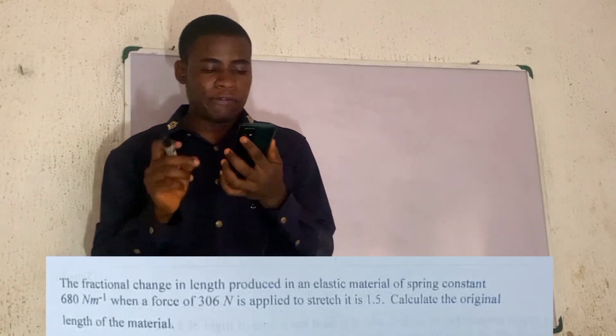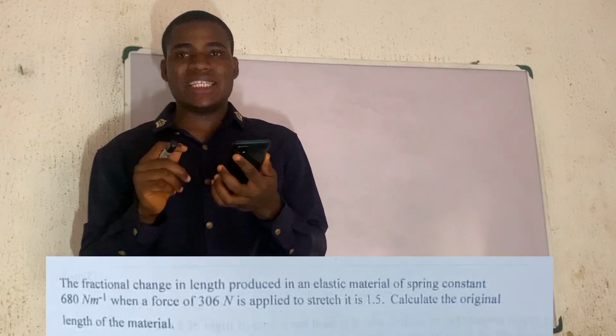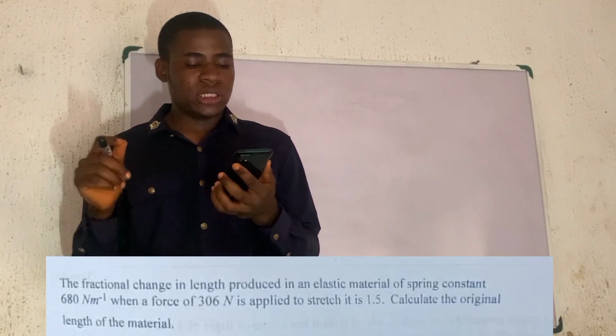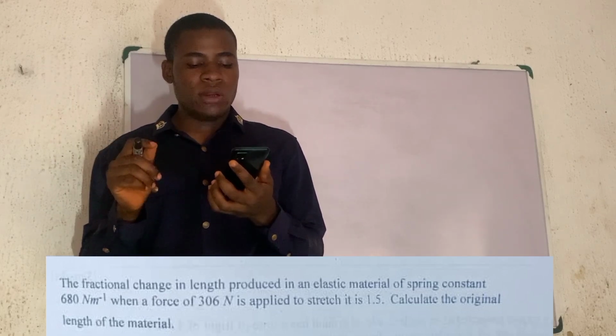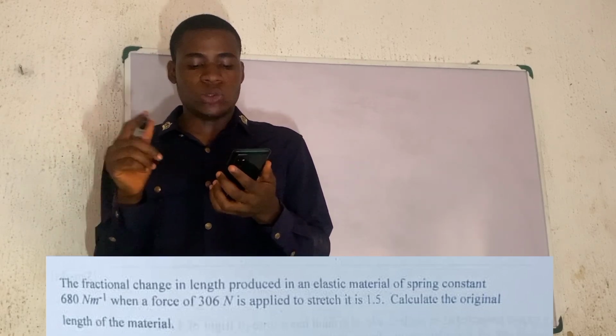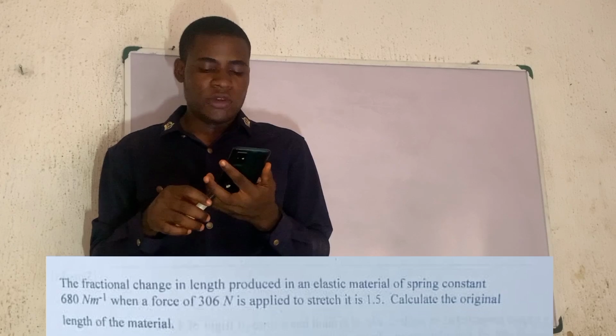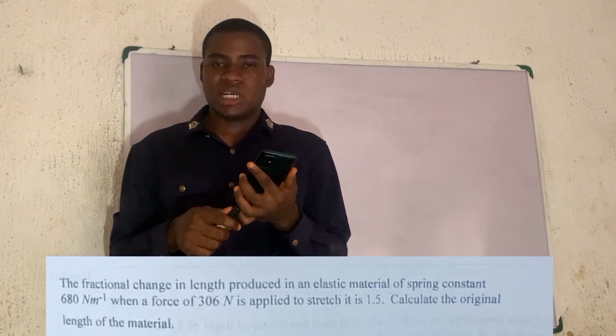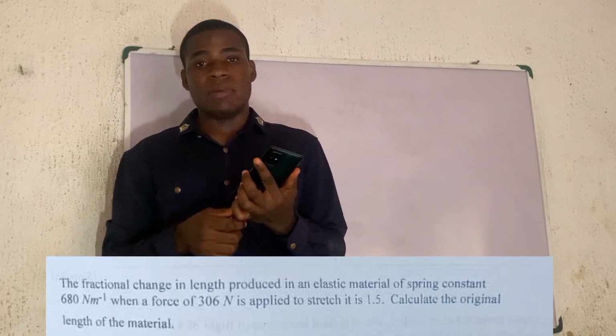Today we have the fractional change in length produced in an elastic material of spring constant 680 Newton per meter when a force of 306 Newton is applied to stretch it is 1.5. We have to calculate the original length of the material. Now the question is coming from elasticity.